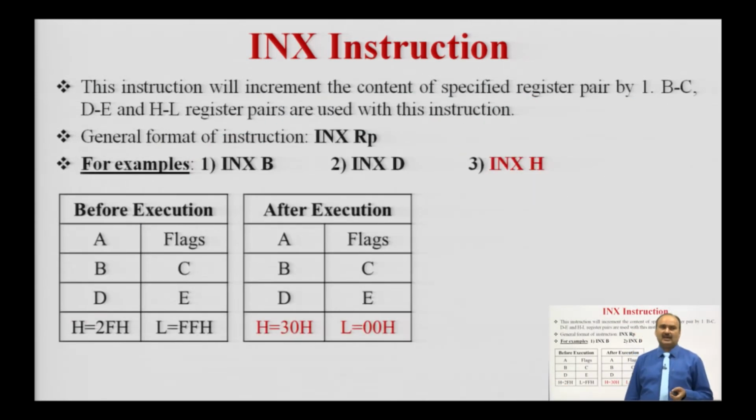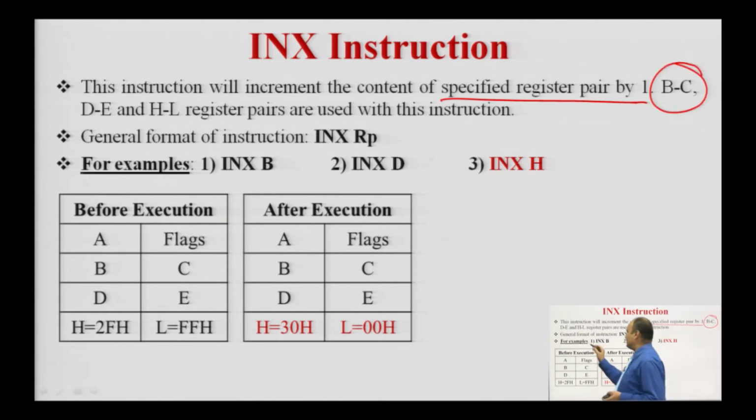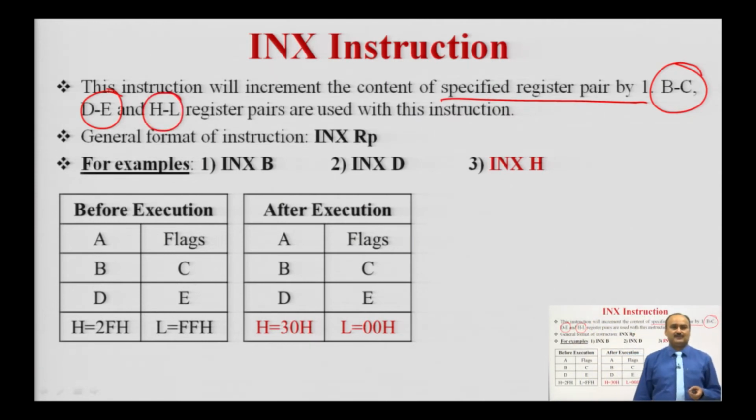The next instruction is the INX instruction. This instruction will increment the content of the specified register pair by 1. The register pairs in the 8085 microprocessor are the BC register pair, DE register pair and HL register pair. These are the 3 register pairs which are used with this instruction. The general format of this instruction is INX RP.